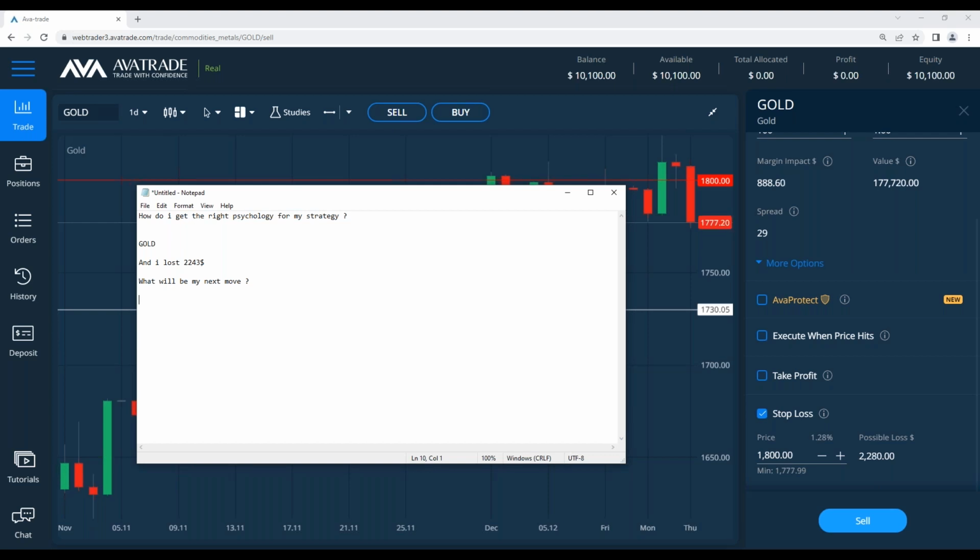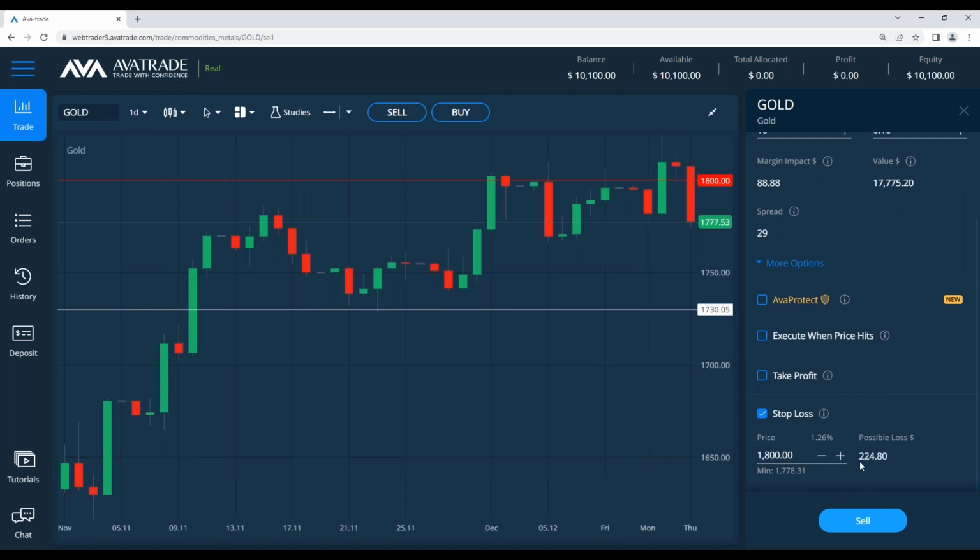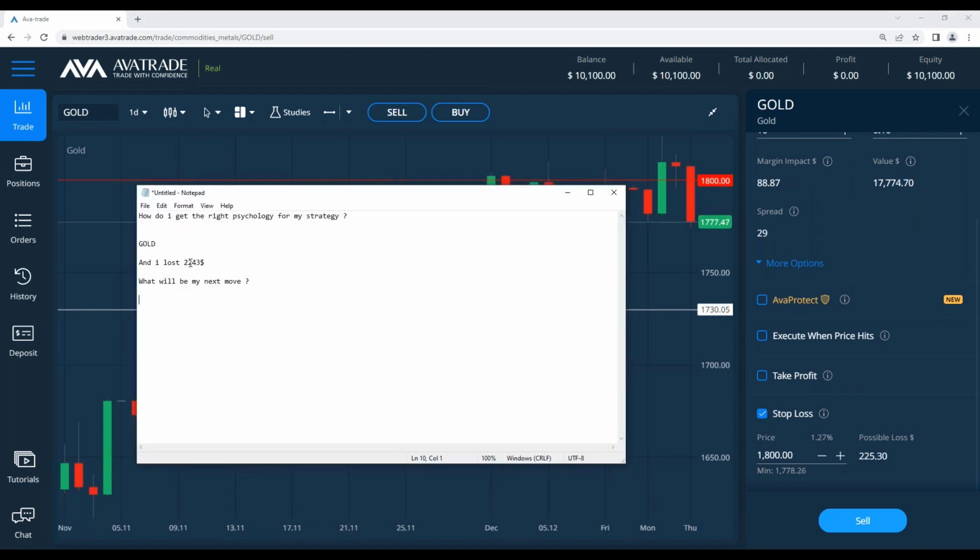So when Kevin is asking, how do I get the right psychology for my strategy? The right psychology is that if you have a plan, and you're planning to lose, as funny as it sounds, a certain amount, for instance, not 2,000 but only 200, which is 10%, then you can survive that, and obviously you're not going to be as upset as if you lost 2,000. Again, every individual has their own feelings and psychology, and everybody thinks differently.